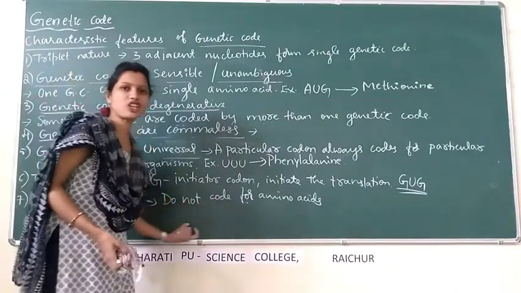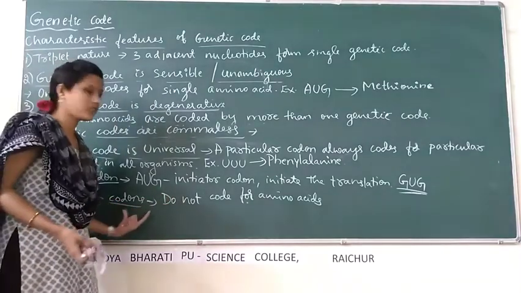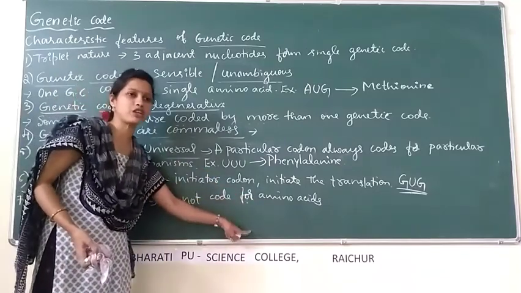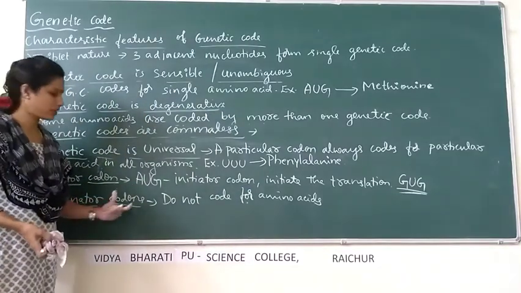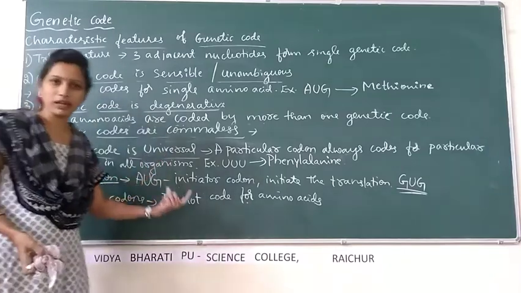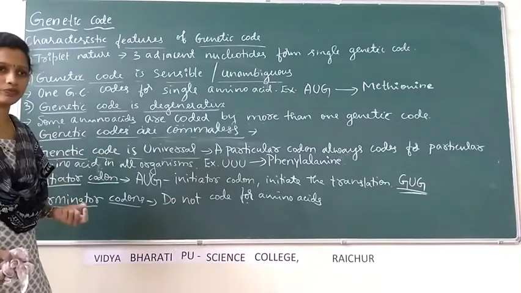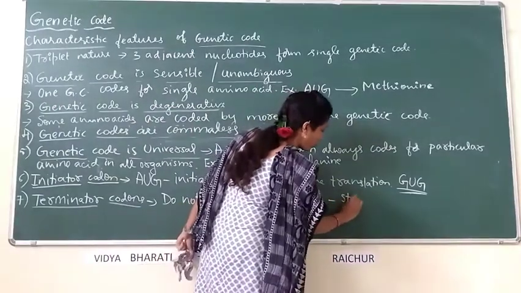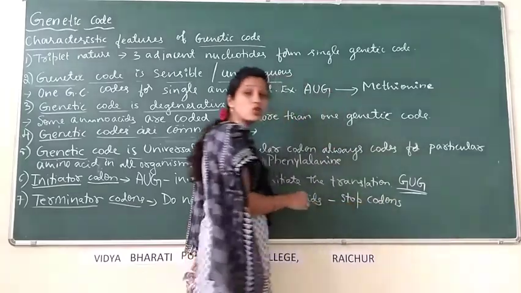Their function is termination of translation. Whenever these terminator codons are present on mRNA, at that region the process of translation stops or terminates. The presence of terminator codons on mRNA terminates or stops the process of translation. Terminator codons are also called stop codons.